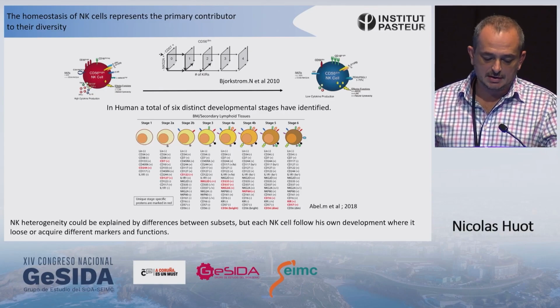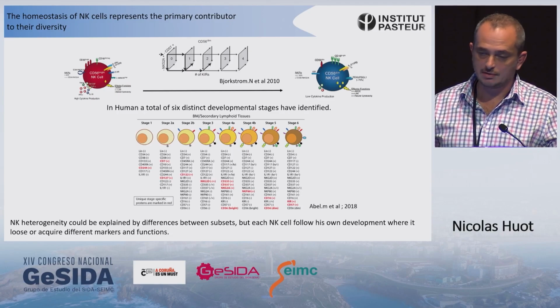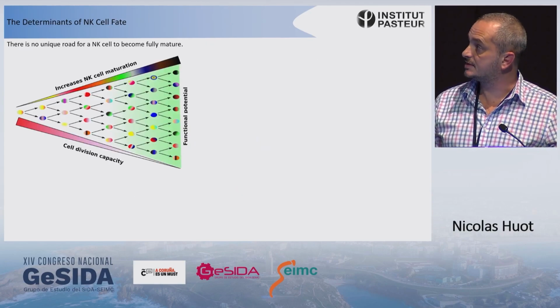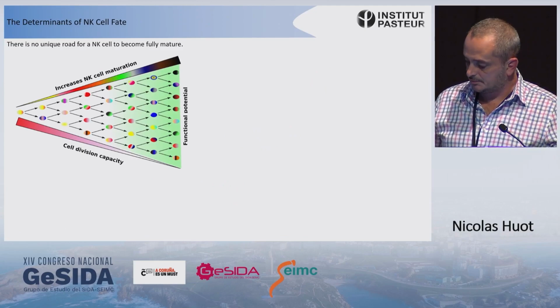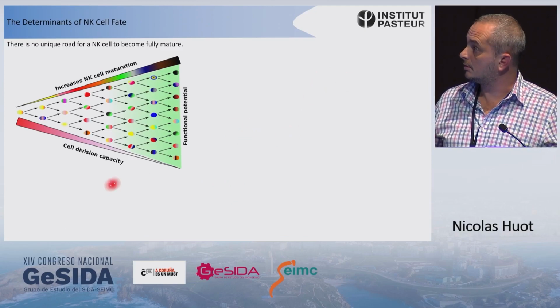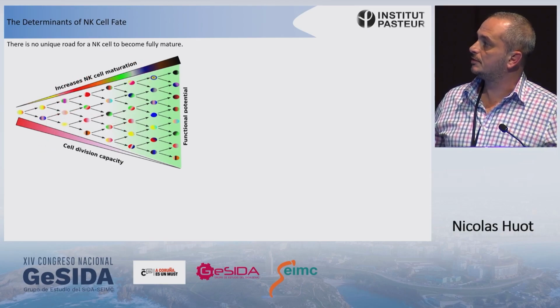Of course, NK cell heterogeneity could be explained by differences between the subsets during the maturation process, but there is no unique road to become an NK cell. In fact, as you can see on this slide, from the NK cell precursor, which are here, according to different factors, NK cells could choose one fate or another, and this choice will increase the maturation, but will decrease the capacity of the NK cell to divide. But during this maturation, they will increase their functional potential and become fully functional NK cells.